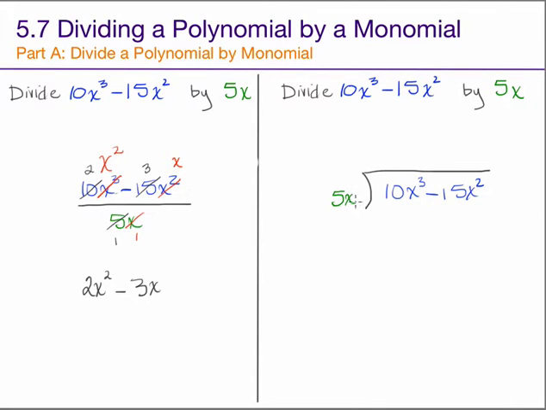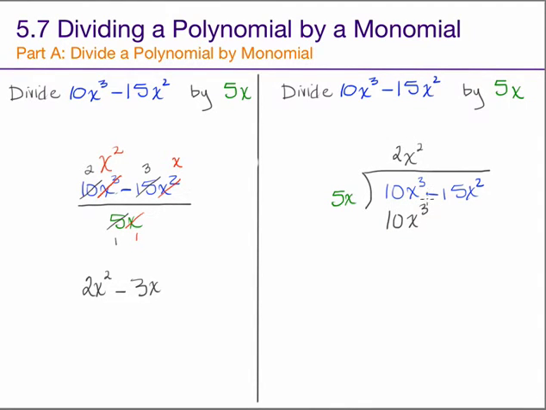Now let's do the same problem using long division. 5x goes into 10x cubed. How many times? Another way to think of this is, what do I need to multiply by 5x to get 10x cubed? Well, 2 times 5 will give me 10, but what times x gives me x cubed? X squared times x will give me x cubed.